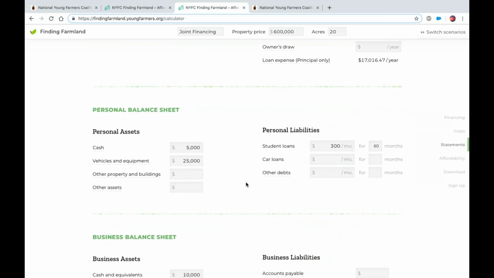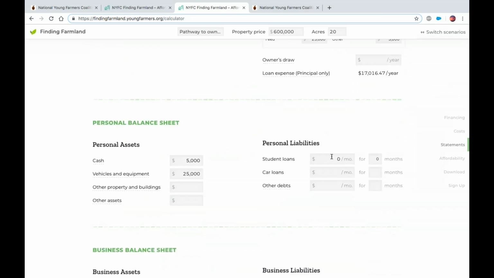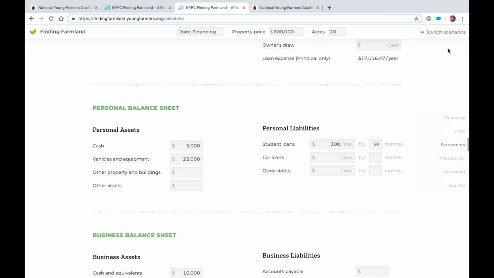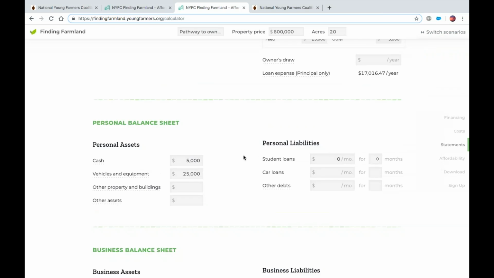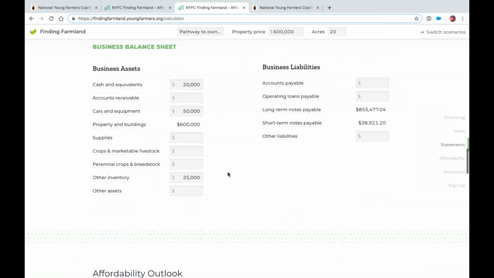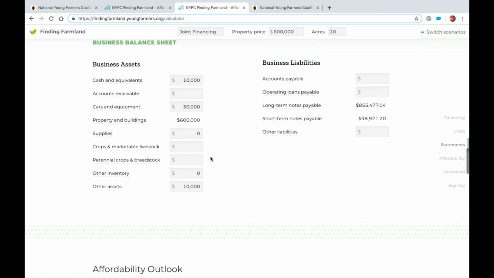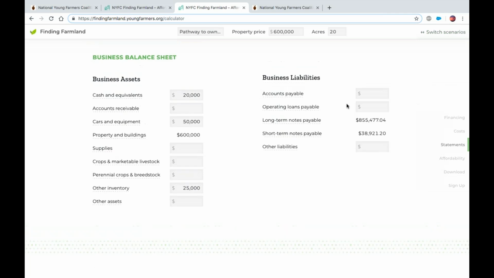Also, if you're in the position where you have student loans, if you remember before, we had 60 months left on our loans, that's 5 years. So maybe you just need time to pay off your loans, which could help your personal balance sheet. And maybe you had a little bit of time also to build up some assets. So you're building up, so you have 30,000 a year, 10,000 other assets.